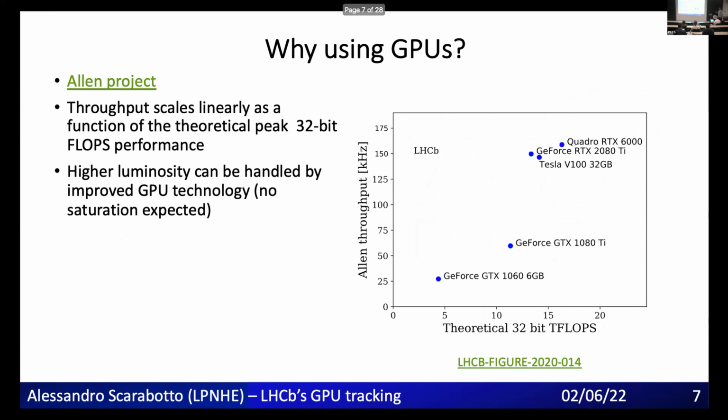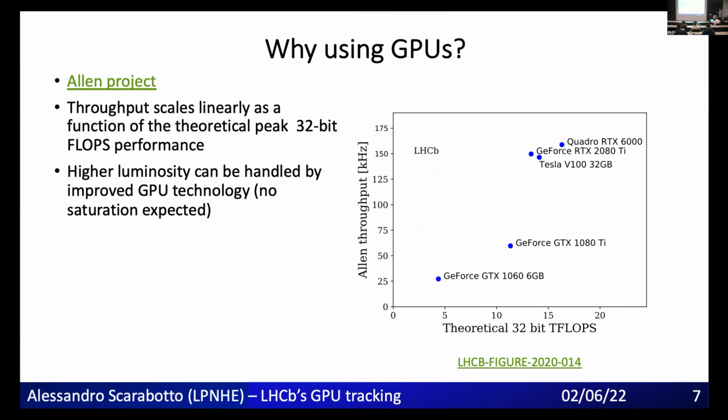To convince you even more about GPUs, I want to introduce the Allen project, which is the project that handles HLT1 at LHCb. I want to show you this plot, which shows the Allen throughput versus theoretical 32-bit TFLOPS. In practice, this represents the performance of a GPU.